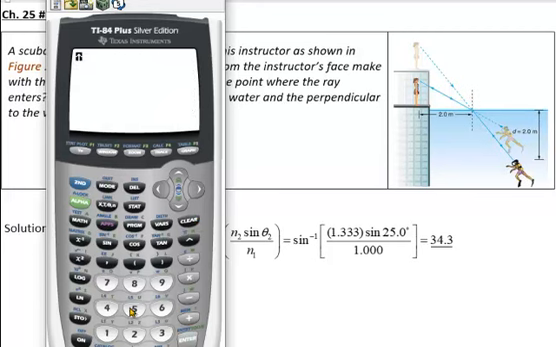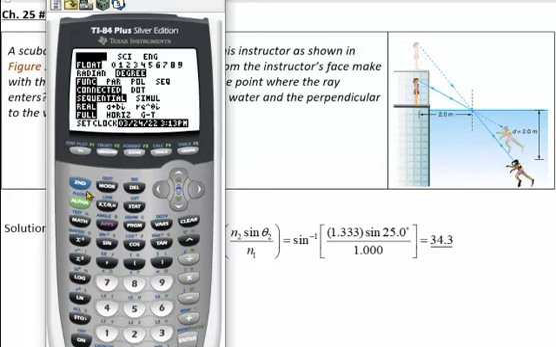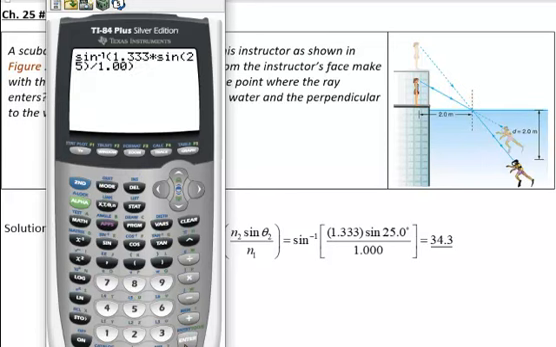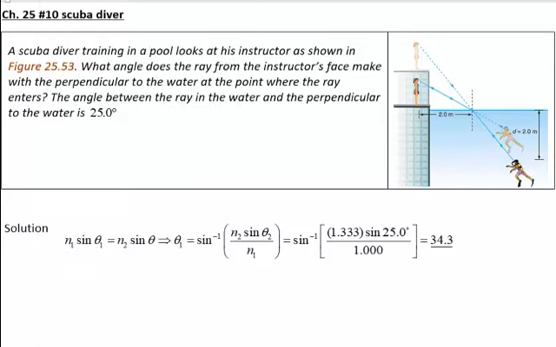So I'm going to take the inverse sine of 1.333 times the sine of 25 degrees, or 25.0. Divide that by, okay, I actually don't have to divide by 1.00, close the parentheses, and I'm going to check if I am in degrees. I am, and I ought to come up with the same 34.3 degrees, and it looks like 3 significant figures. All right, going to give myself a break here.